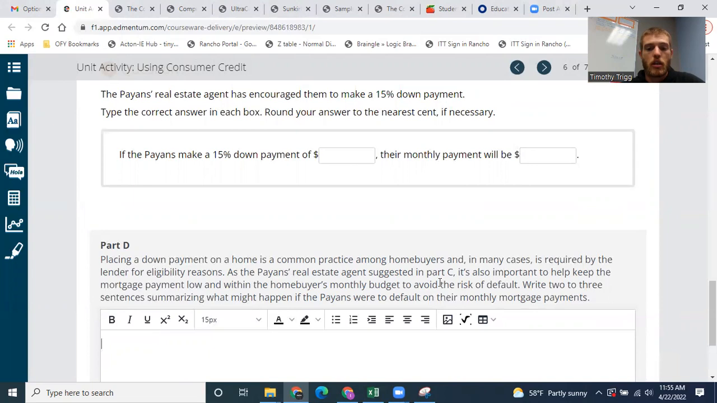So it's important to keep your mortgage payment low and within your budget. That way you avoid default, okay? So I hope that makes sense. Summarize that in a sentence or two. I already explained it, so just kind of write it in your own words.